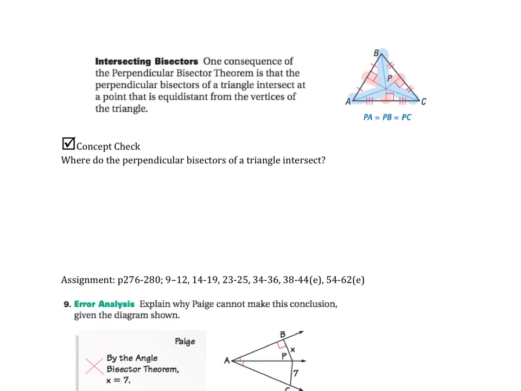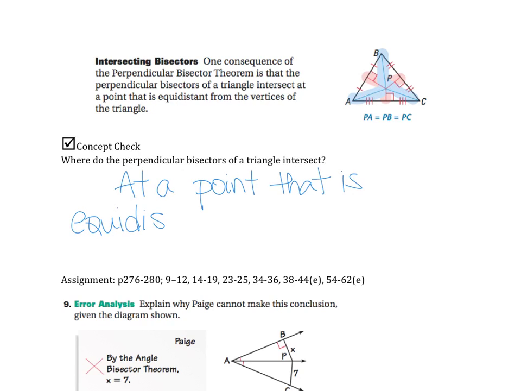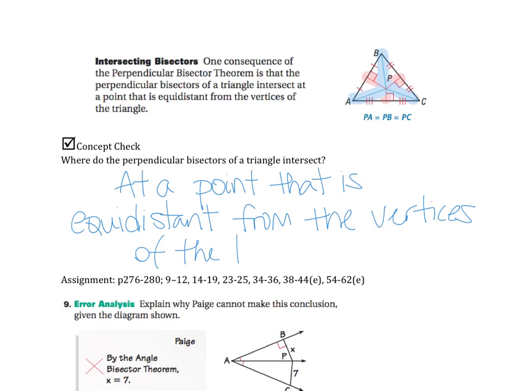So where do the perpendicular bisectors of a triangle intersect? At a point that is equidistant from the vertices of the triangle.